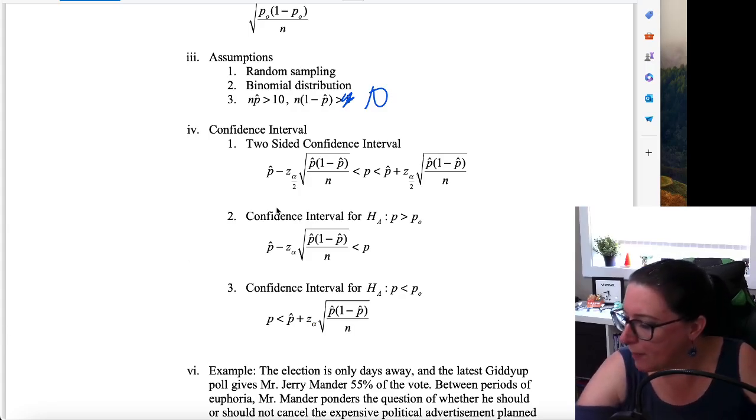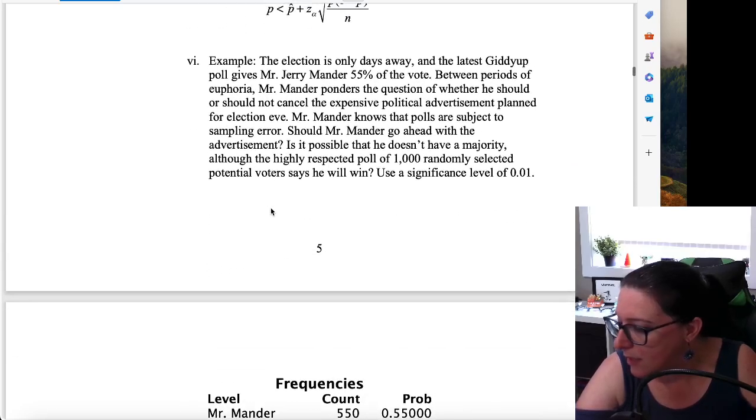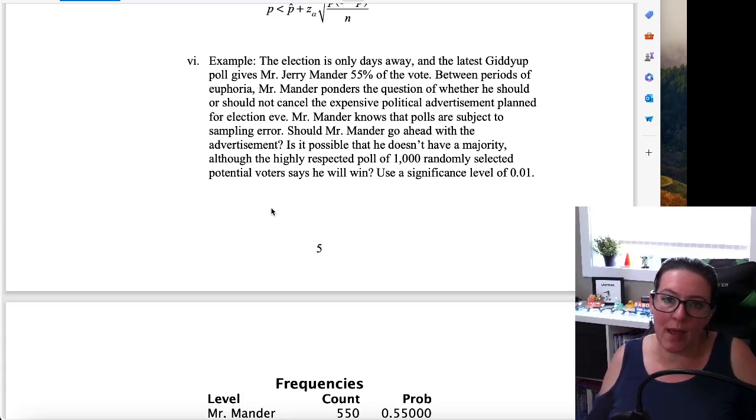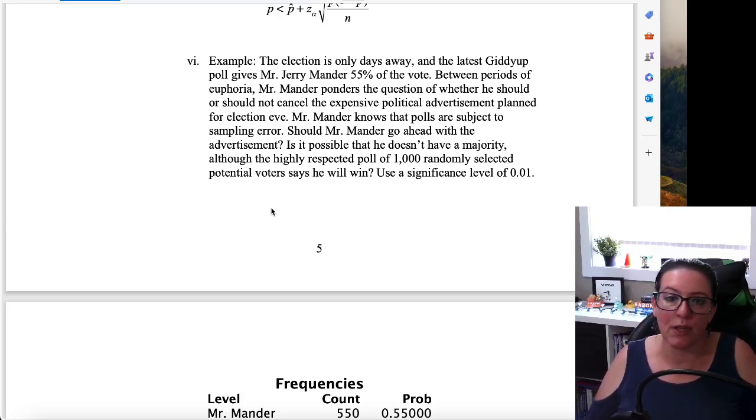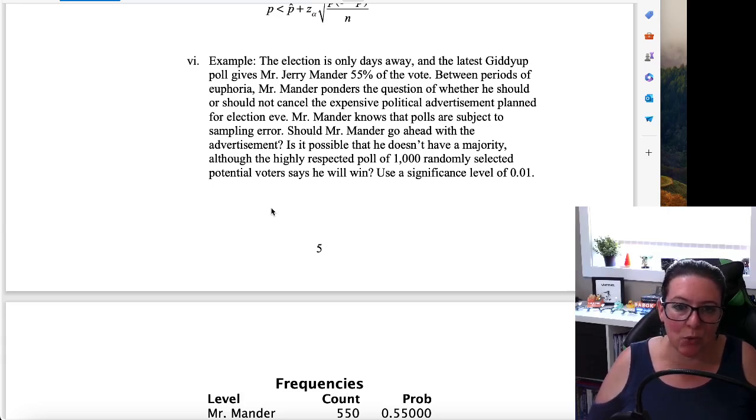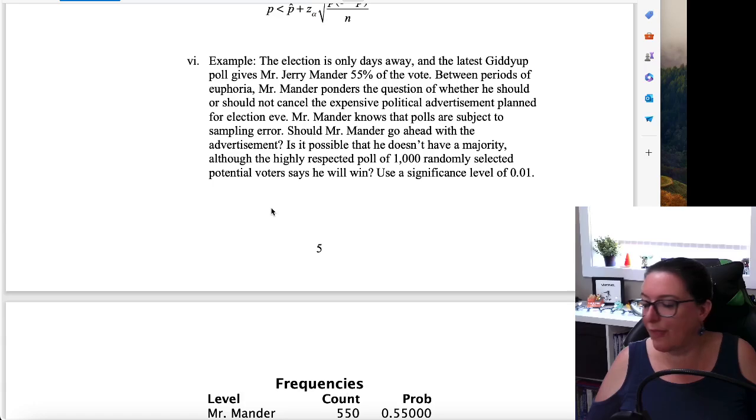So let's try doing a proportions hypothesis test. Suppose the election's only days away and the latest Giddy Up poll gives Mr. Gerrymander 55% of the vote. Between periods of euphoria, Mr. Gerrymander ponders whether he should or should not cancel the expensive political advertisements planned for the election eve. Mr. Gerrymander knows that polls are subject to sampling error. Should he go ahead with the advertisement? Is it possible that he doesn't have a majority, although the highly respected poll of 1,000 randomly selected potential voters says he will win? Use a significance level of 0.01.